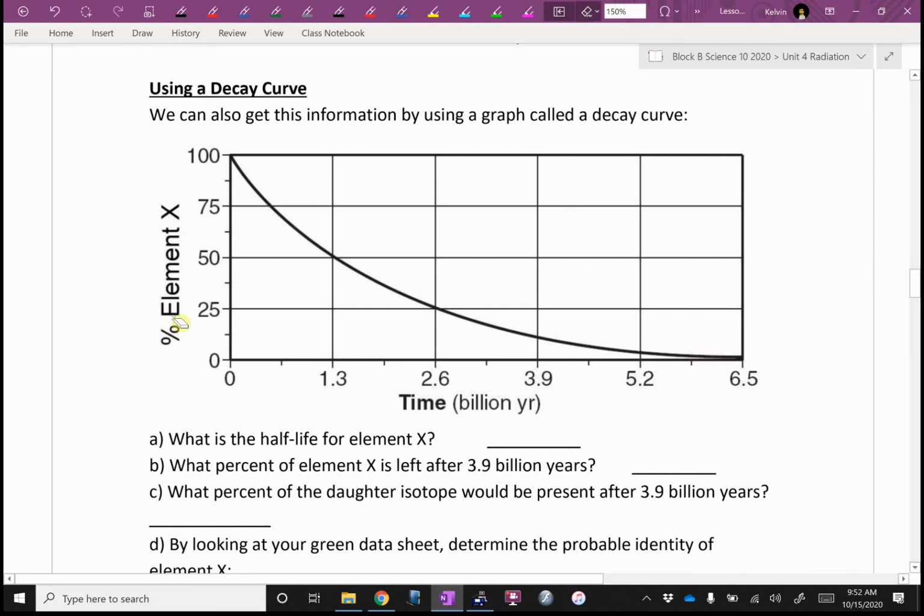So here is a mystery element, element X. What's its half-life? Well, if I go to 50%, read across and drop down, what's its half-life in billions of years? 1.3 billion years.